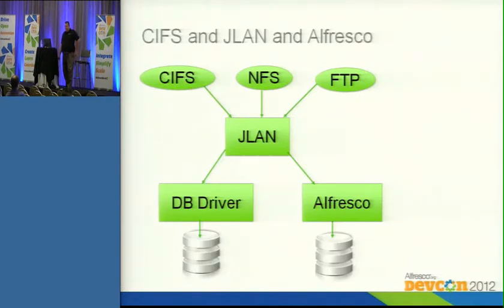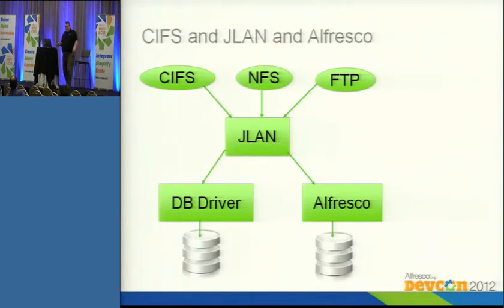Okay, so to get started, first of all, I'm going to give a little bit of background so that people understand what I'm talking about. There's two Alfresco products involved in providing CIFS. The first is Alfresco JLAN, and that provides CIFS, NFS, and FTP, and Alfresco JLAN deals with the wire formats. So I don't intend to talk about the low level details of how CIFS works in this session. I'm going to be concentrating on the Alfresco side. So that's the lower box with the Alfresco, because that's the bit that I want to talk about.